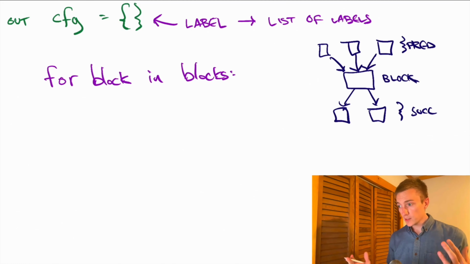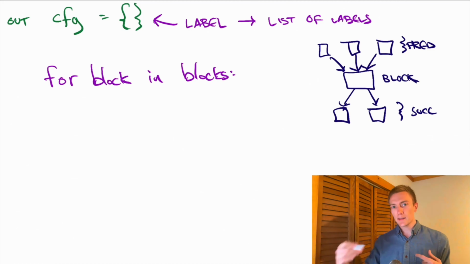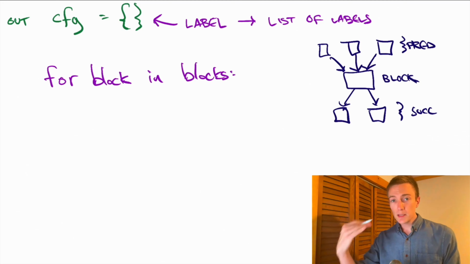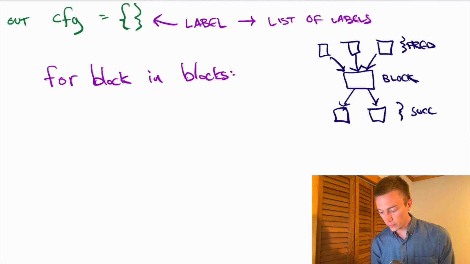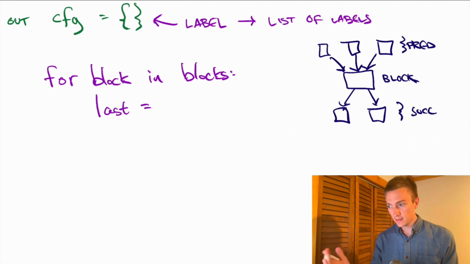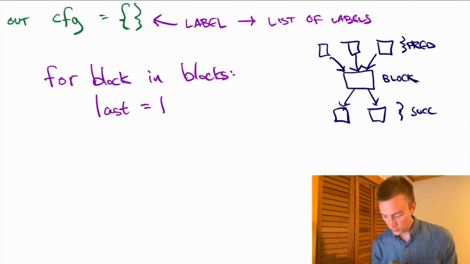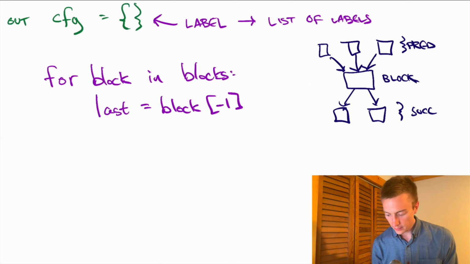The strategy I'm going to use on every block is to look at its last instruction. That is, look at the thing that might be a terminator or might be just nothing if we're going to fall through. So we'll get that last instruction, call it last. This is just an instruction. And in Python terms, the last thing in the list, that's block[-1].